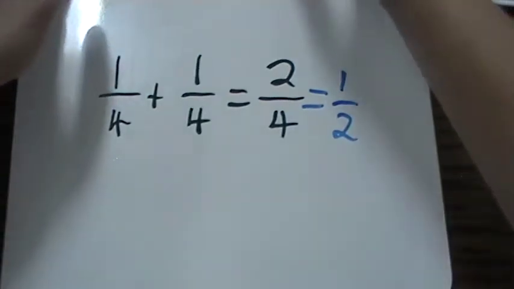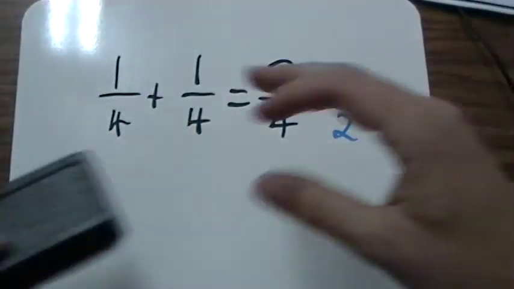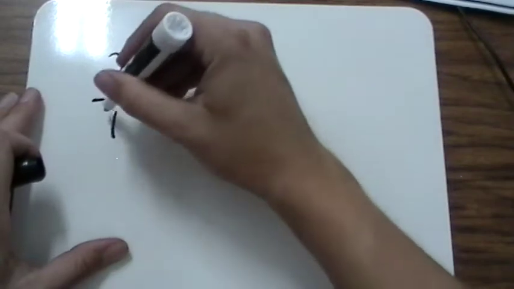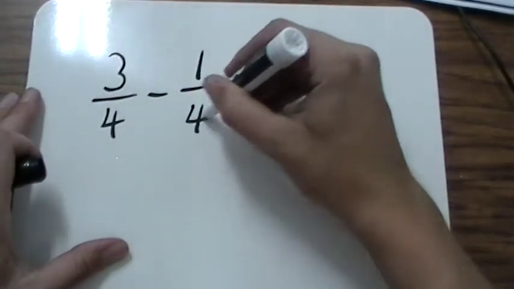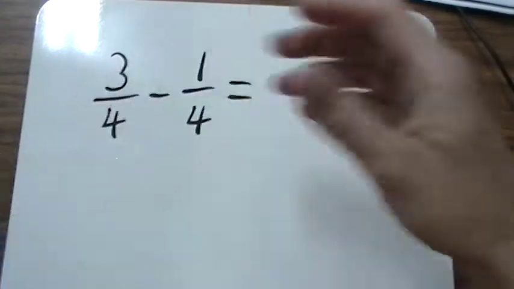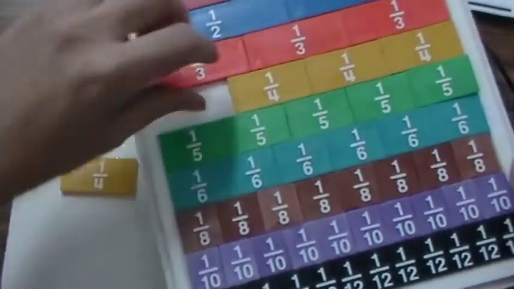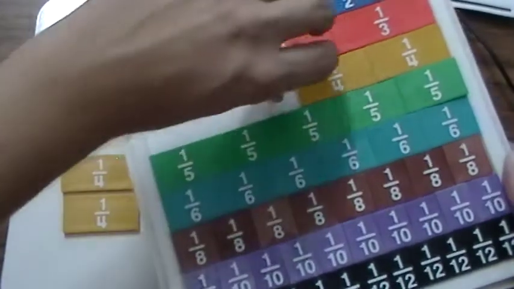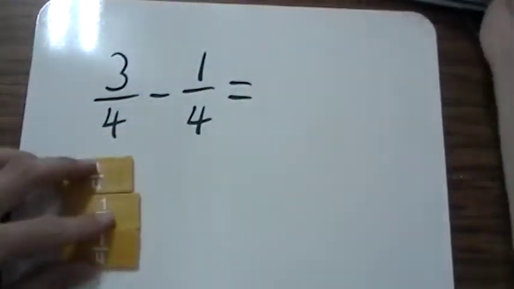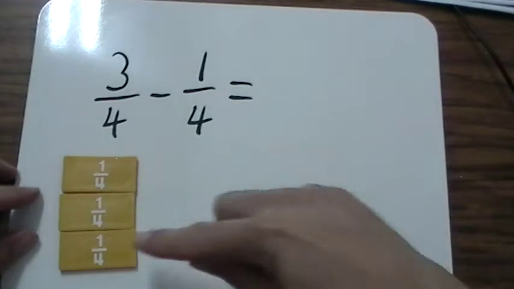All right, now let's look at, well, what if I am subtracting, right? So what if I have 3/4 subtract 1/4? What am I going to get? Well, again, I'm going to pull out my rainbow fraction tiles, and I'm going to pull out 3 of the 4th pieces. There's a 4th, 1, 2, 3. Okay, I have 3/4, and now I'm going to take one of them away.